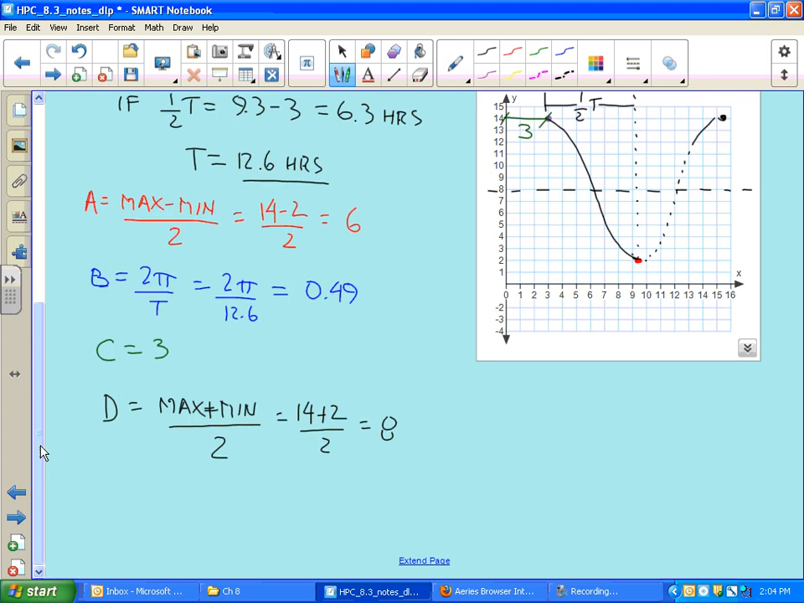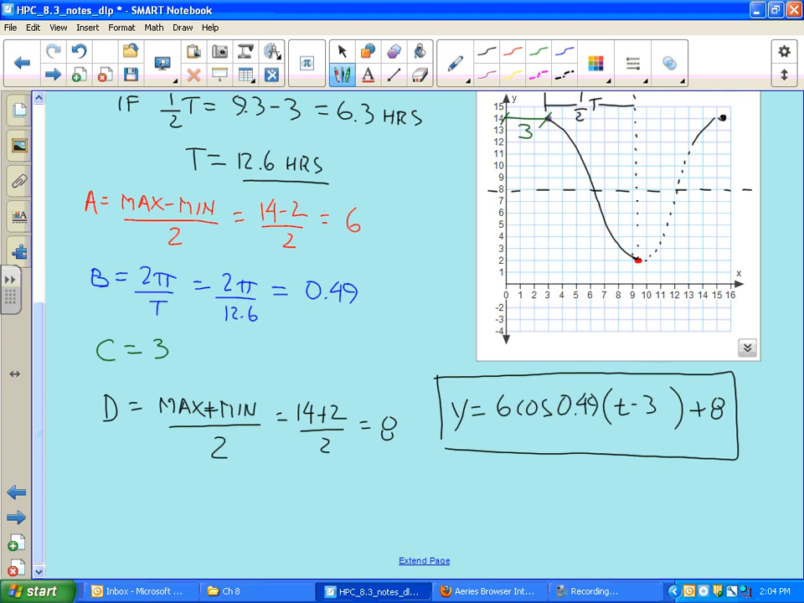So if we did this right, and I put A's and B's and C's and D's into my equation for a cosine curve, I would have y equal A cosine B, 0.49 in parentheses. Now it's an x usually, but this is t. We're talking about time. Time minus 3 hours. And then an axis of 8. So there's my equation for this scenario.